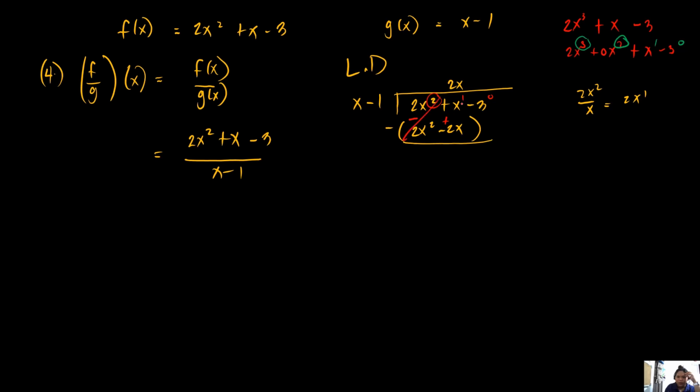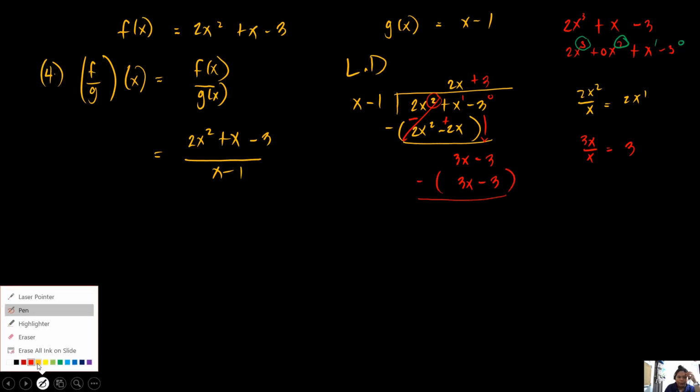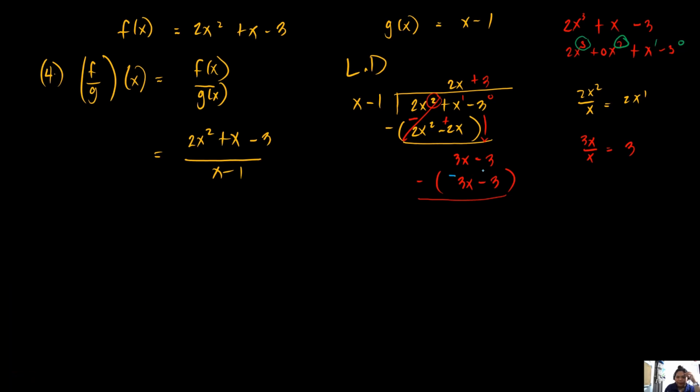So, this one is equal to 0. x plus 2x, we will have 3x. Then, bring down negative 3. 3x divided by x, we will have 3. So, positive 3. 3 times x, we will have 3x. 3 times negative 1, we will have negative 3. Then, minus sign. Distribute the negative sign sa loob ng group, and we will have negative and we will have positive. So, 3x minus 3x is 0. Negative 3 plus 3 is 0. So, our answer here is 2x plus 3.